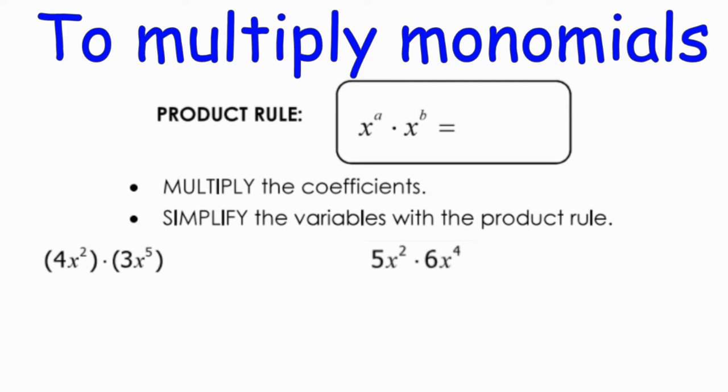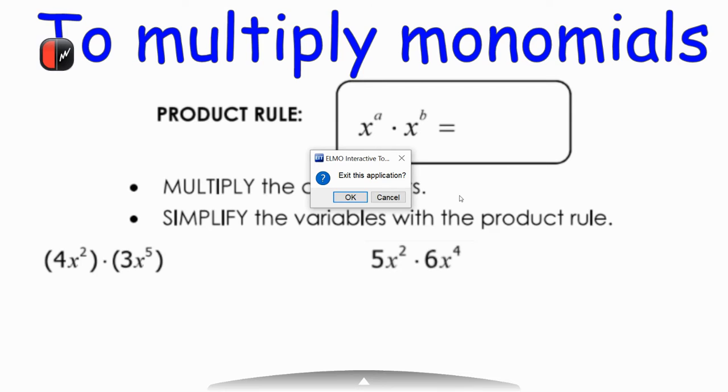Now, in order to multiply monomials, there's a couple steps. We're just going to multiply the coefficients. That's that number in front of the variable. And then we've got to simplify the variable with something we call the product rule. So we really need to know what is the product rule and how does it work. So I've written down the notes that you should be writing down as well. And the first thing I'm going to look at then is how do I deal with the product rule? What is the product rule?